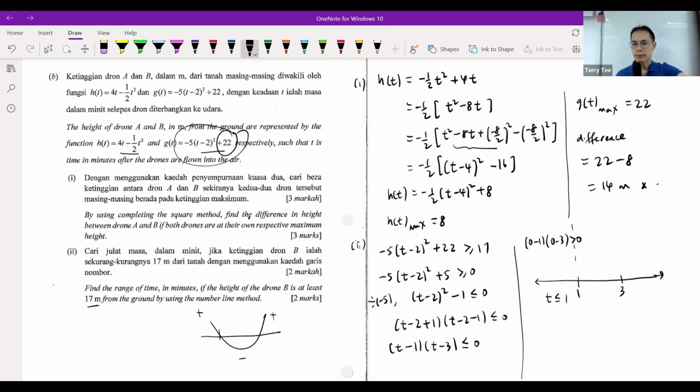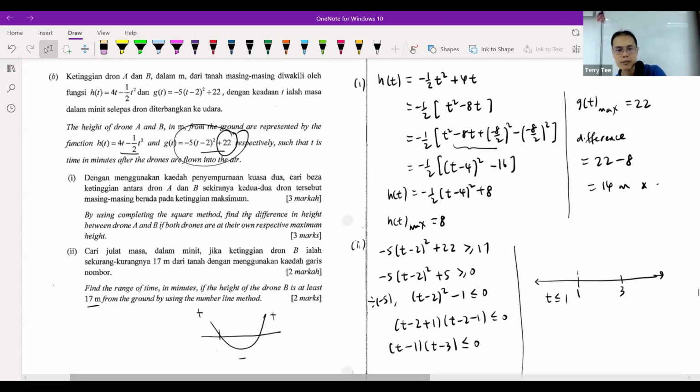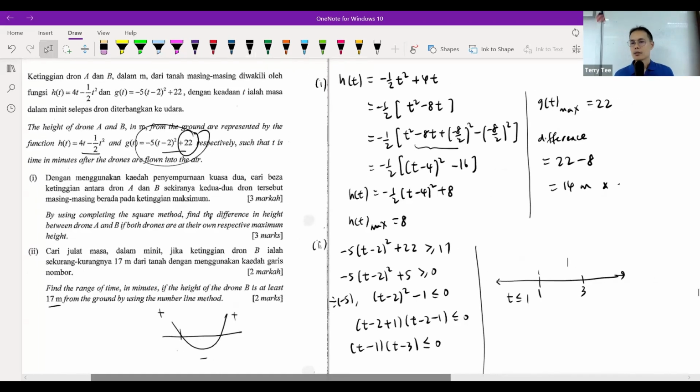Then you pick a number between 1 and 3. Let's say we take 2. So 2 minus 1, 2 minus 3, this is more than 0. Now I need a bit more space, I find. Wait, let me just rewrite this, or move this to the right a bit, not enough space. Okay, so let me just make it bigger.